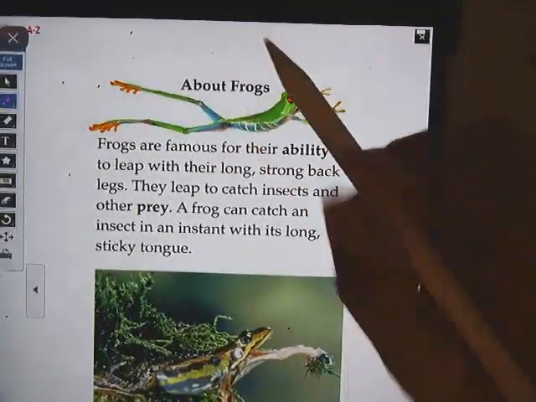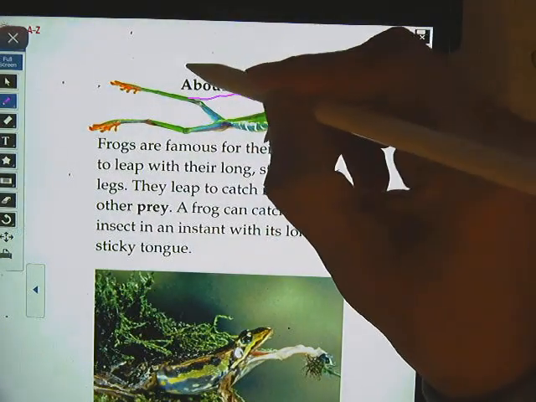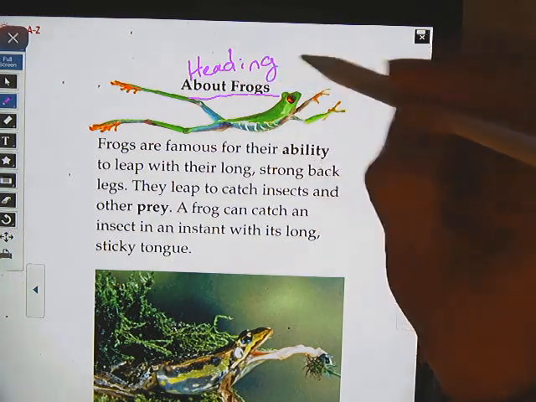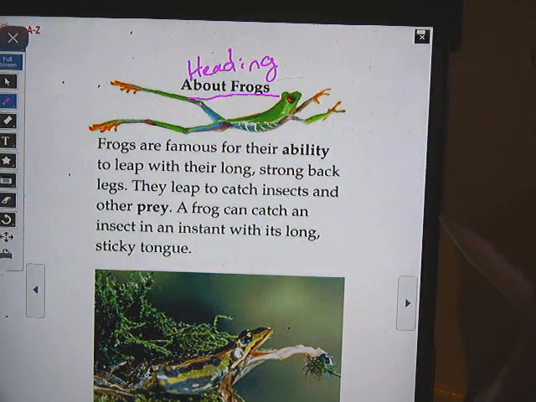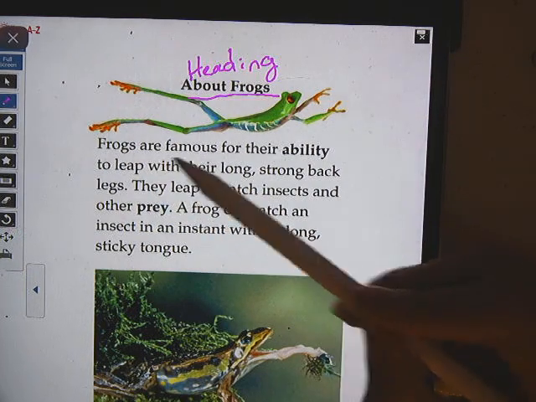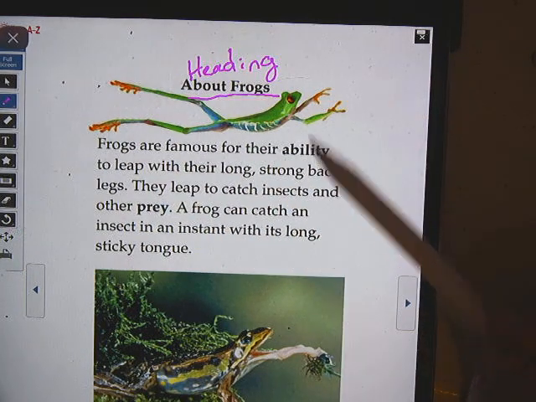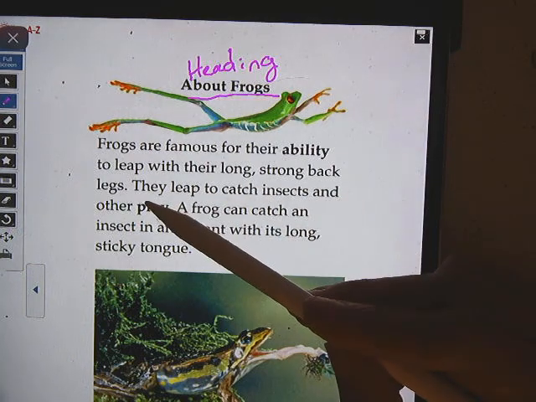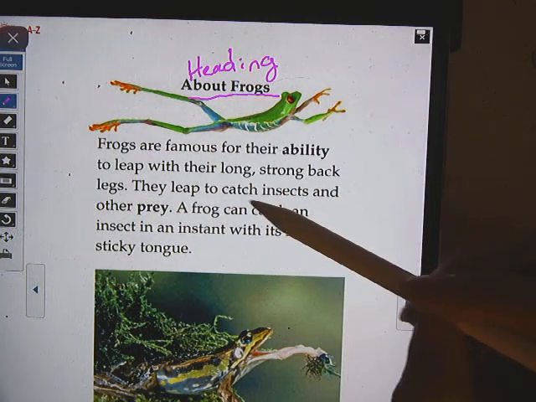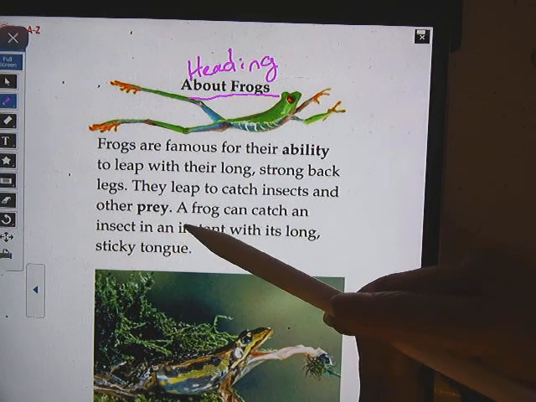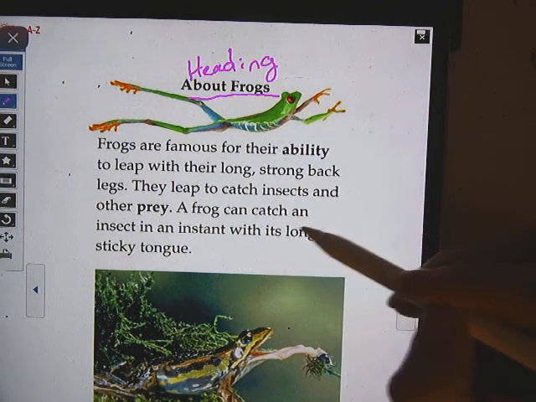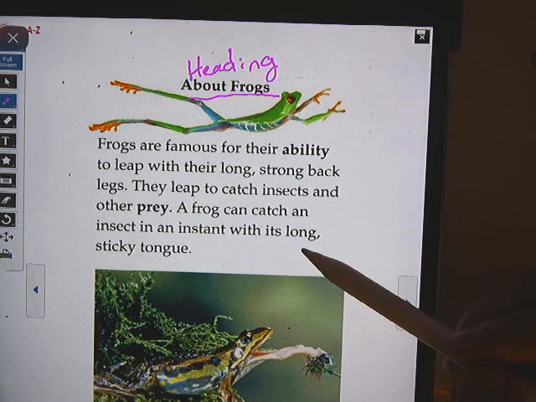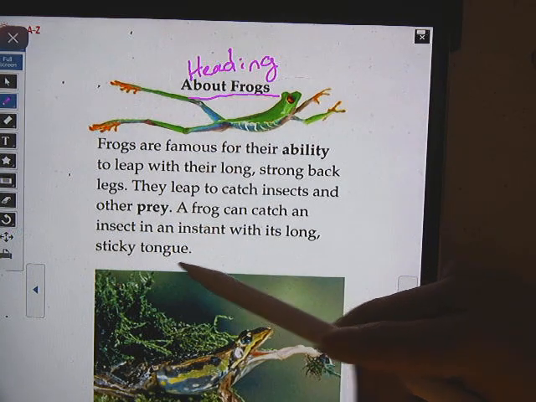Going on. Look at this. This is known as a what? It's called a heading. So we're going to learn about what? That's right, frogs. Frogs are famous for their ability to leap from their long, strong back legs. They leap to catch insects and other prey. A frog can catch an insect in an instant with its long, sticky tongue.